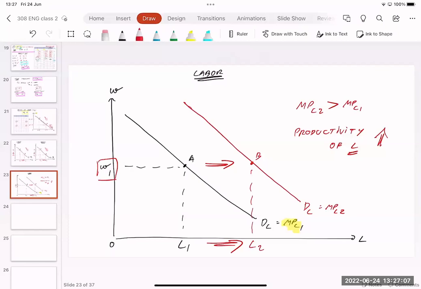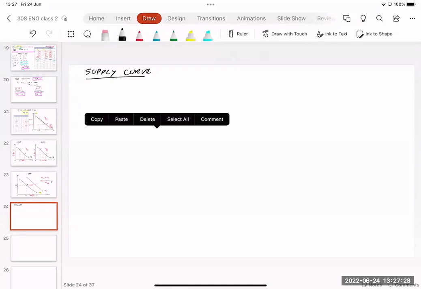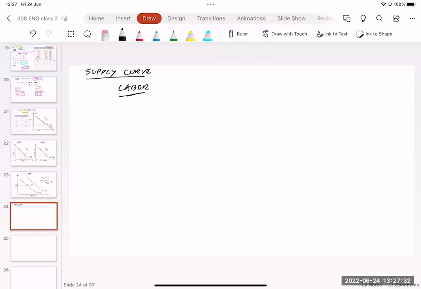Next one, we're going to talk about the supply curve. The supply curve means who is going to provide the labor and the capital. So let's see, first one, labor on the left and capital on the right.